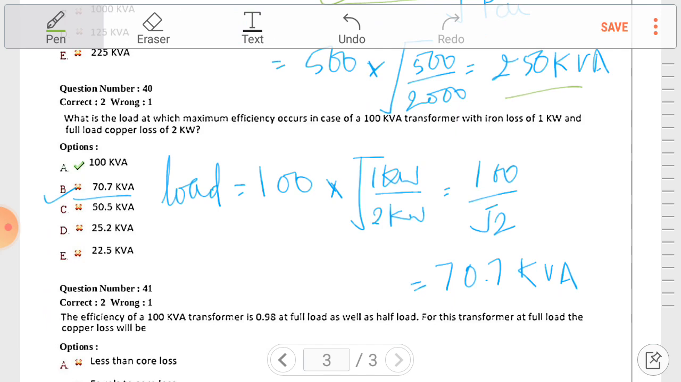Similarly, the next question is finding the load. The kVA is 100 kVA, iron loss is 1 kilowatt and full load copper loss is 2 kilowatt. So the answer is 70.7 kVA. Here the option is wrong, I think. B option will be correct.